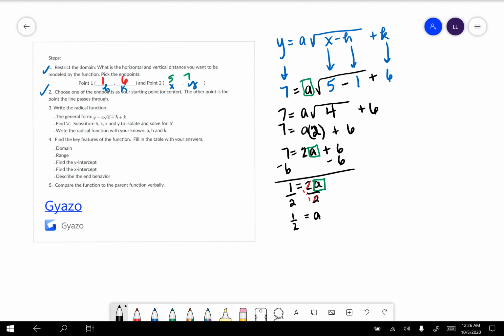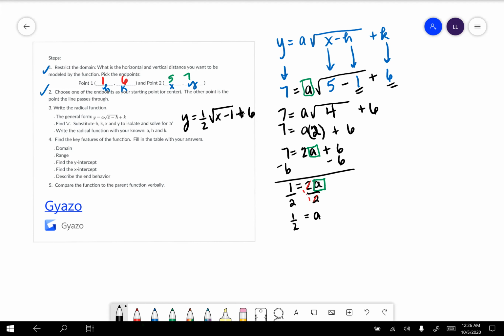So now we can write our function. So y is equal to 1/2 square root. What is h and k? H is 1, k is 6. So x minus 1 plus 6. That's our function. We're finished.